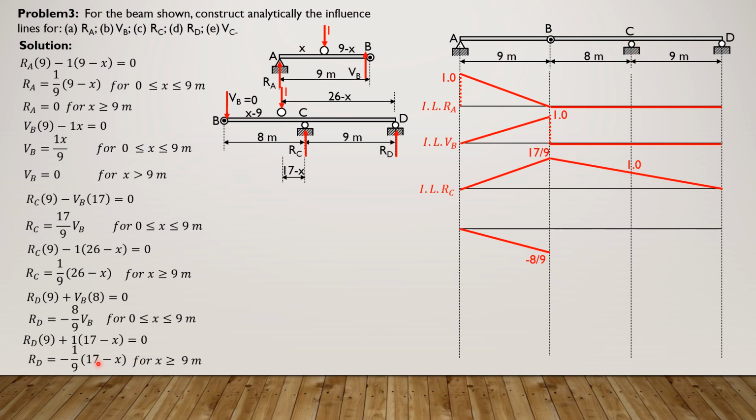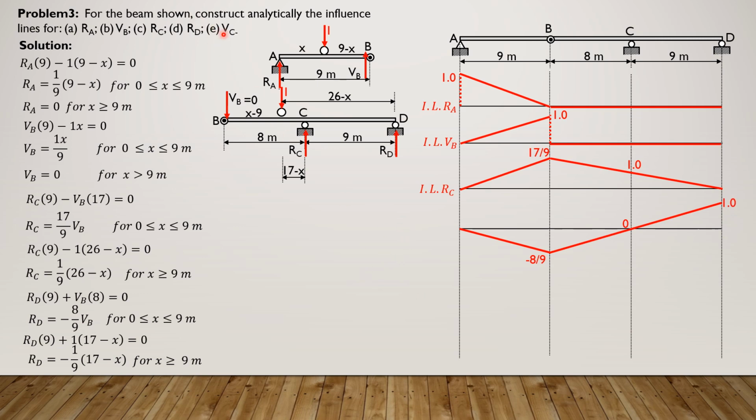17, this is now the formula. And 17 minus 17 is 0, so it's 0 there. Then finally when x is 26, 17 minus 26 is negative 9 times negative 1 over 9, so 1. So 0 here, then 1 at the end. So this is the influence line for reaction at D.